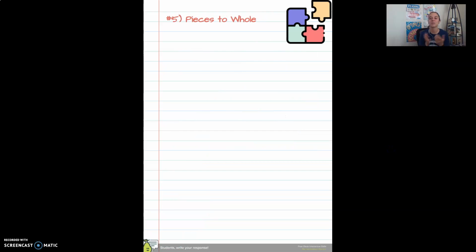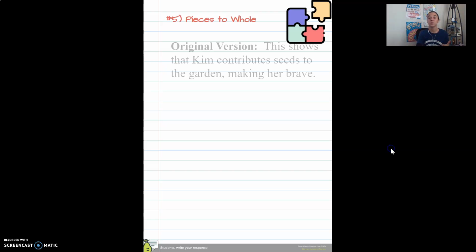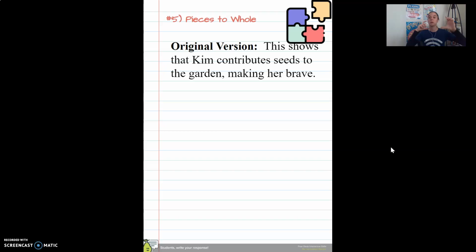This is really exciting because we kind of did this yesterday. This one is pieces to whole. So for this one, we are going to think about all the small pieces that lead up to this moment and describe why they are so impactful in that moment. So our original version reads, this shows that Kim contributes seeds to the garden, making her brave. This is what we worked on yesterday. It's just a different way to call it that. I didn't call it this, but it's pretty similar, okay?